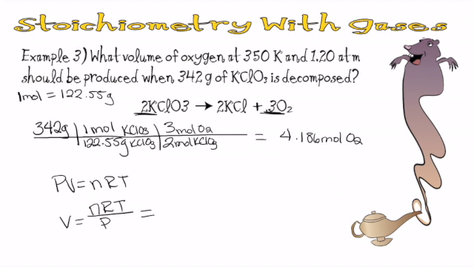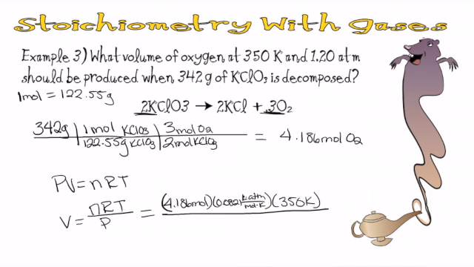Now we plug in what we know. So moles was 4.186 times R times our temperature, which was 350 Kelvin, and then divided by pressure, 1.20 atmospheres. So when you solve for volume, you get 100 liters of O2.